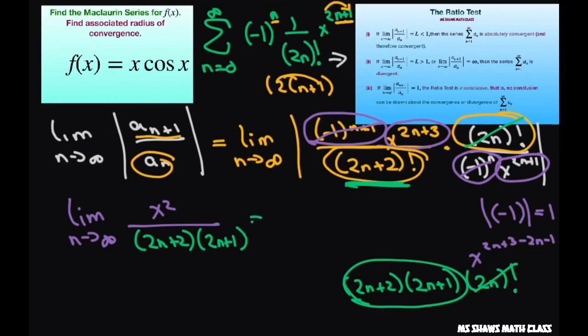Now evaluating that limit, that is 0, which is less than 1, using the ratio test. So for all x, our r is infinity.